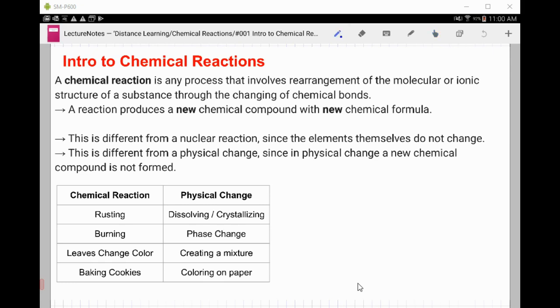It's different from a nuclear reaction because we're not changing any of the elements themselves. Right? The nucleus doesn't change. We're just talking about either the change of the way the covalent bonds are formed, so those would be the electrons being shared, or the change in ionic bonds due to the Coulombic attractions shifting around. This is different from a physical change because in a physical change, the element itself is not affected.